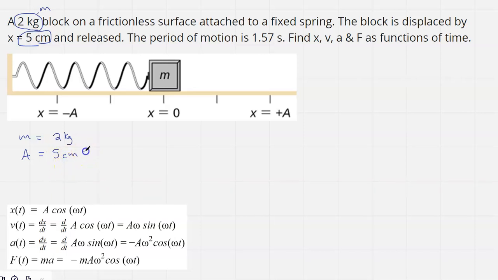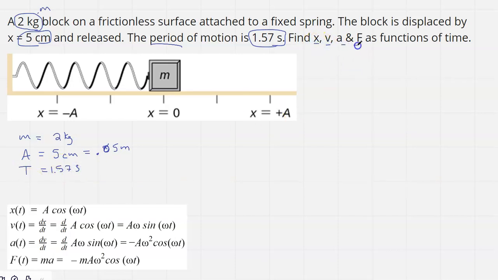There may be times when you'd want to go with meters instead of centimeters, so just be aware that's an option. I'll probably leave this one in centimeters, but whatever. Next number is 1.57 seconds. They're kind enough to tell us that that's the period. So T equals 1.57 seconds. And here's what they want.